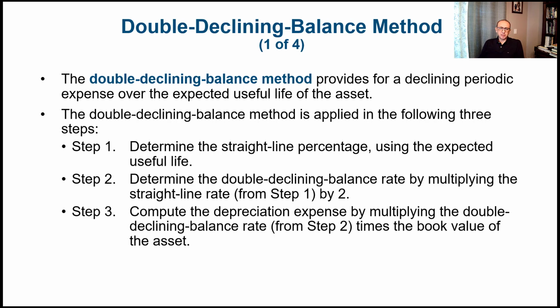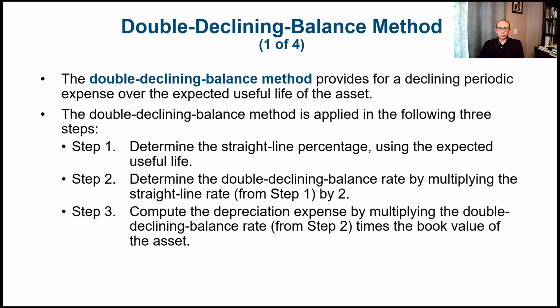So the double declining balance method provides for a declining periodic expense over the expected useful life of the asset. The double declining balance method is applied in the following 3 steps. We determine the straight line percentage. Remember, it's not too hard. If it's 5 years, we just get 1 over 5, which is 20%, or simply 100% divided by 5, which is 20%. And that's the first step.